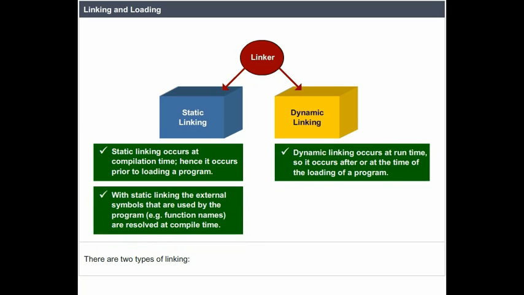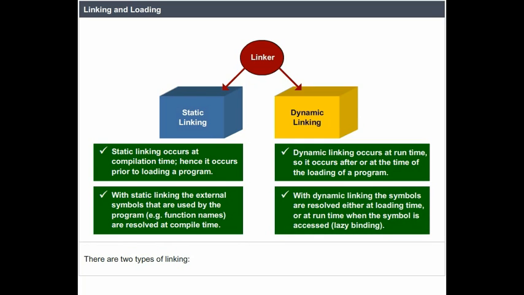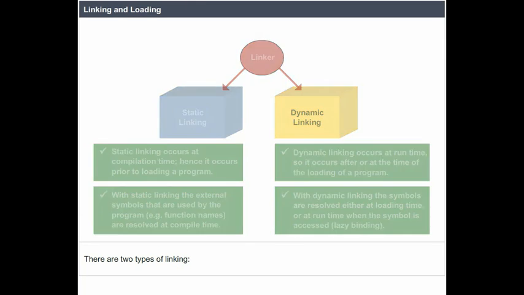Dynamic linking occurs at runtime, so it occurs after or at the time of the loading of a program. With dynamic linking, the symbols are resolved either at loading time or at runtime when the symbol is accessed. This is called lazy binding. What is loading?